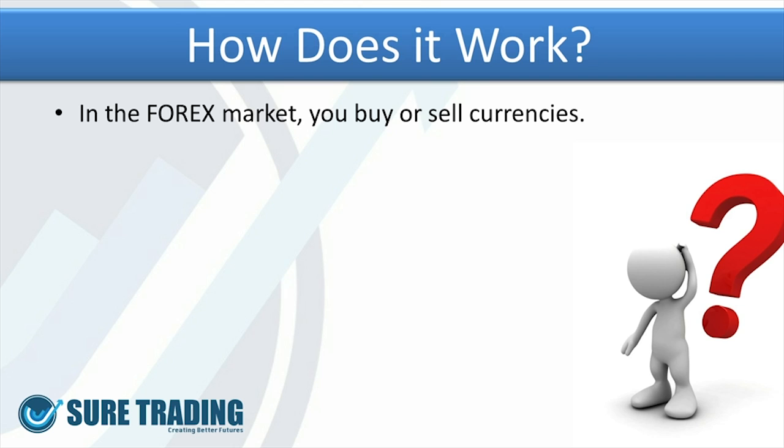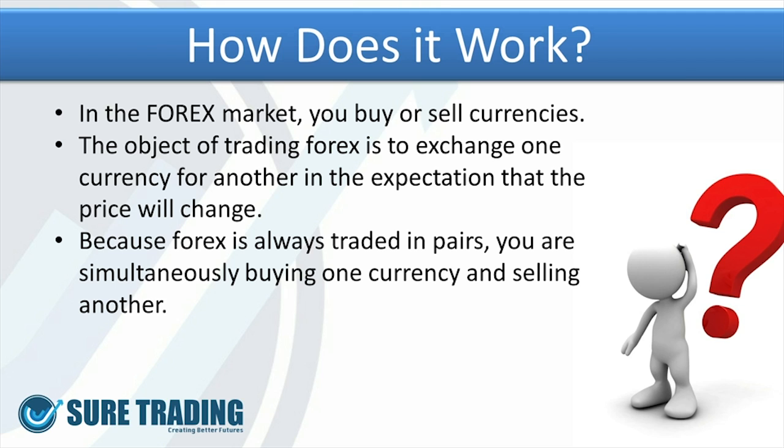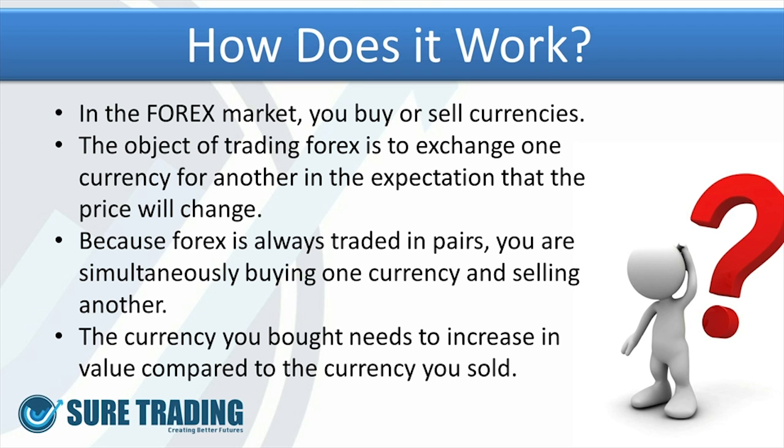In the Forex market, you are basically buying currencies, and the object of trading Forex is to exchange one currency for another with the expectation that the price will change and you will make money from this change. Because currencies are always traded in pairs, you are always simultaneously buying one currency and selling another. The currency you buy needs to increase in value compared to the currency you sold.